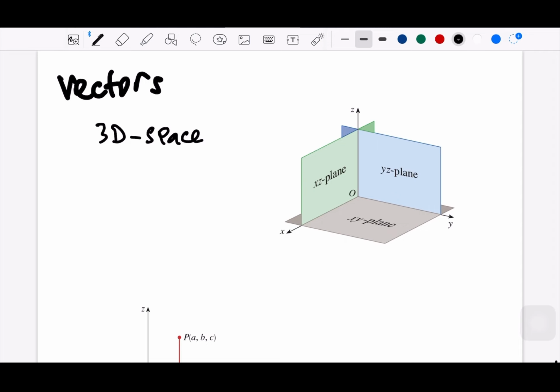Okay, hello everyone. This is additional content for chapter 12, vectors. So this will be the introductions, and I hope you're already familiar with vectors, and this is just a review on vectors. So we are going to start with the 3D space.